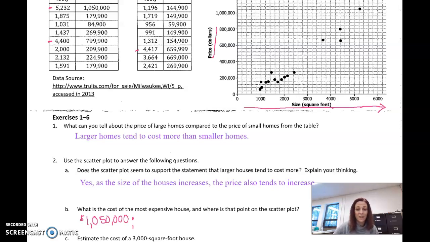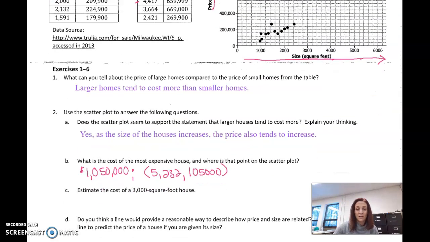Now, where is that point on the scatter plot? Well, I'm going to just say this. It's at the point 5,232, 1,050,000. If they want a point, it's right there, okay? All right, you get the idea with that one.